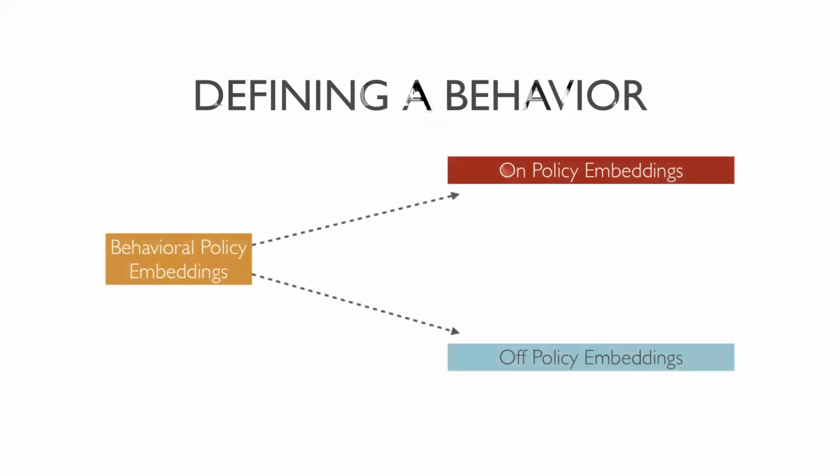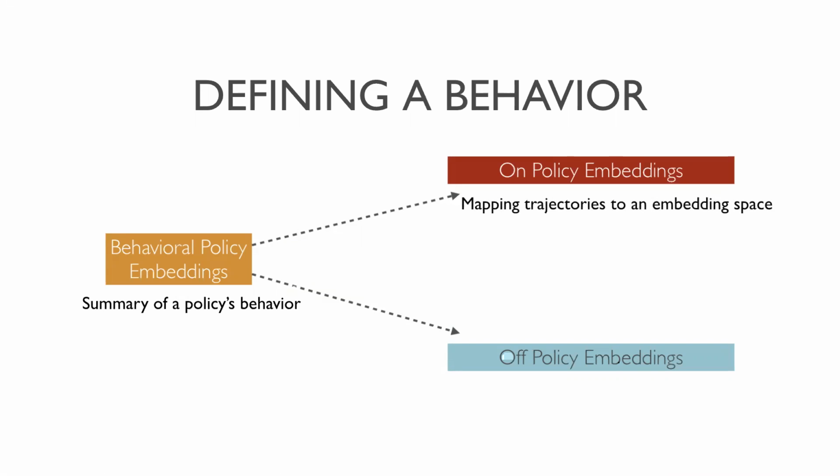So how do we use this to define a behavior? The idea here is the following. We have what we call behavioral policy embeddings, and we distinguish two classes: on-policy embeddings and off-policy embeddings. The behavioral policy embedding is just a summary of a policy's behavior. You look at a trajectory, and this defines what the behavior is that this trajectory is encoding. That's the case in on-policy embeddings. For off-policy embeddings, which also come in our algorithms, we look at what the actions of a policy do over a state probe distribution.